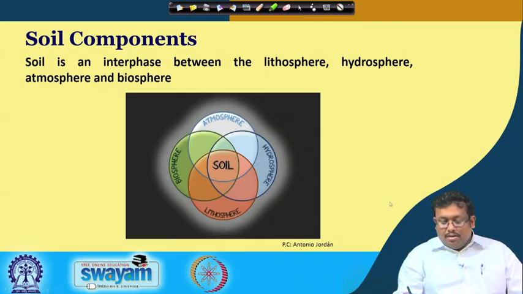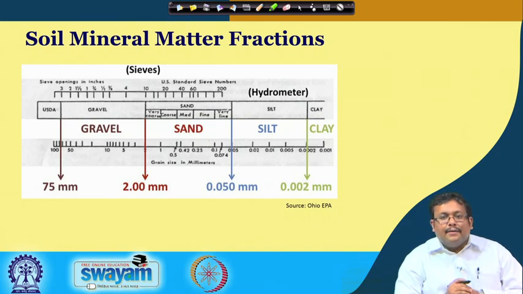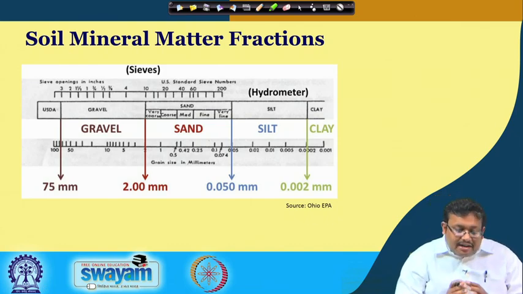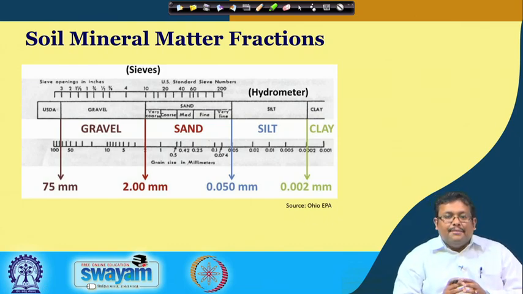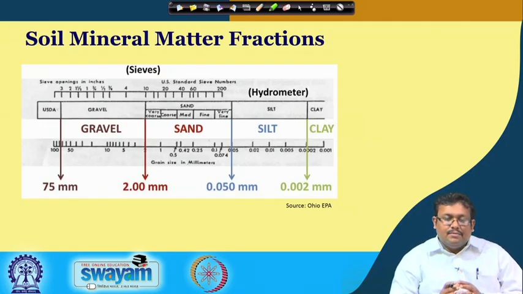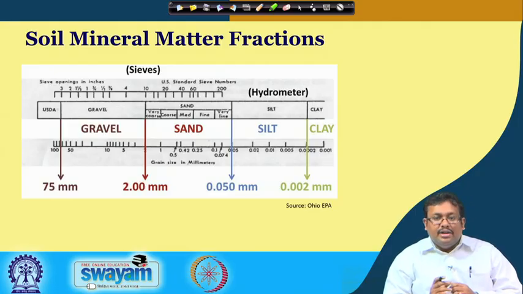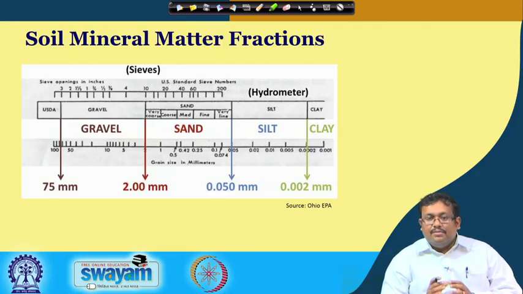Okay. So, let us consider the soil mineral matter. Soil mineral matter fractions are basically divided into several separates or categories. From the perspective of soil science, we generally term as soil the particles with a diameter of less than 2 millimeter. Anything with a particle size greater than 2 millimeter, we generally do not term as soil.